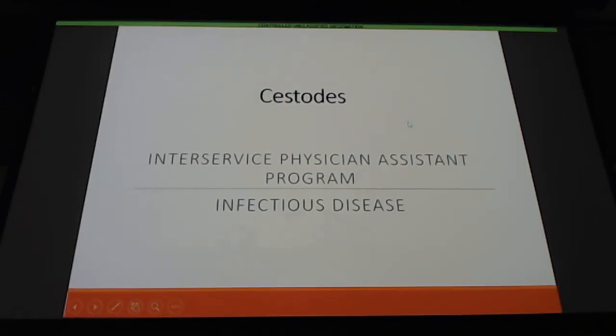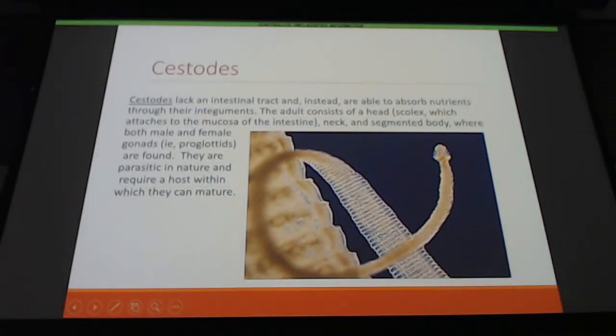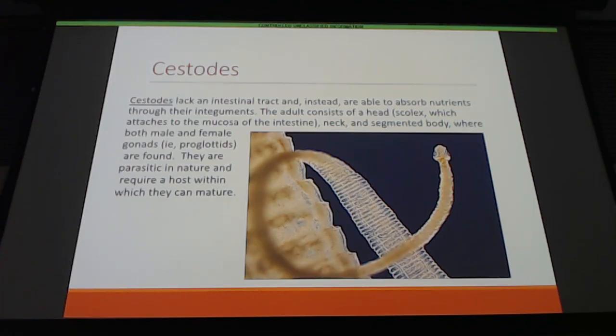We're going to start off with cestodes. There you go, in the back of the intestinal tract, and they are able to absorb the nutrients through their integument, which is the outside portion of the tapeworm. They have no mouth or digestive tract. If you look at this area right here in the picture, that is what we call the scolex. That is basically their head.